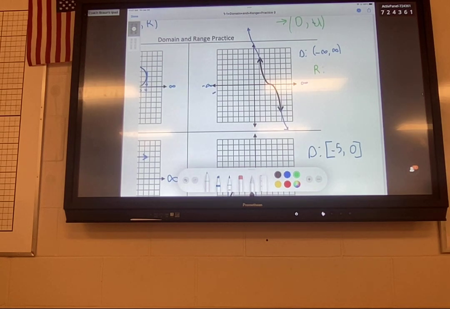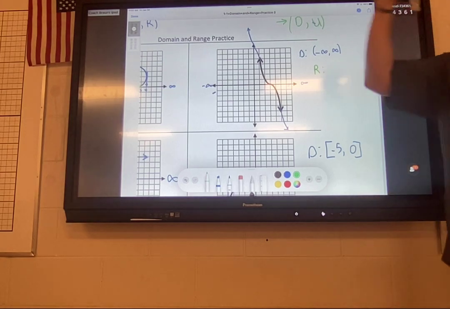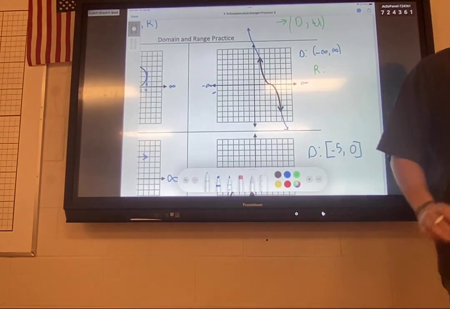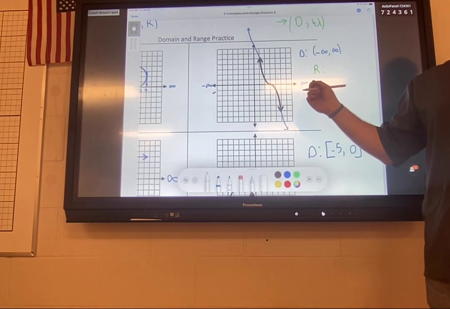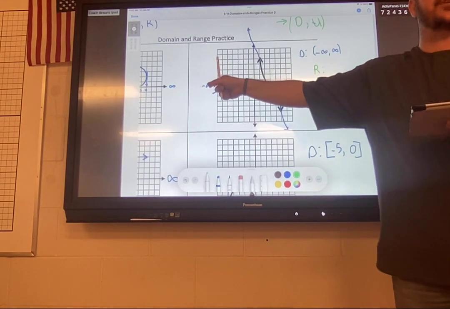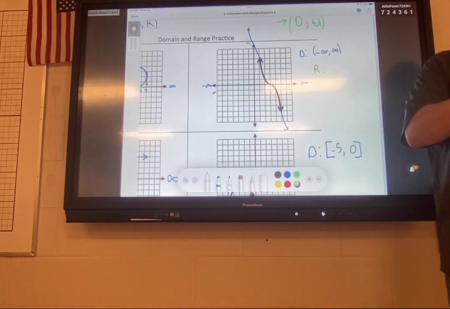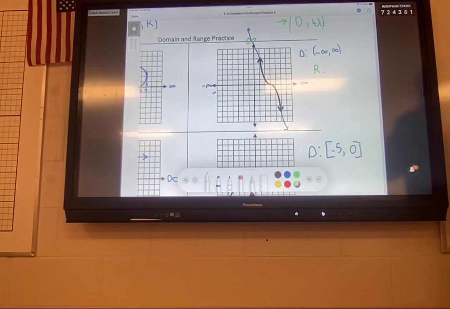Hey, and again, guys, if Coach Ron was more consistent, I would tell you to do this every time. You don't really have to. But positive infinity, negative infinity on the x-axis. It's also helpful to remind yourself positive infinity's up top, negative infinity's down below on the y-axis.